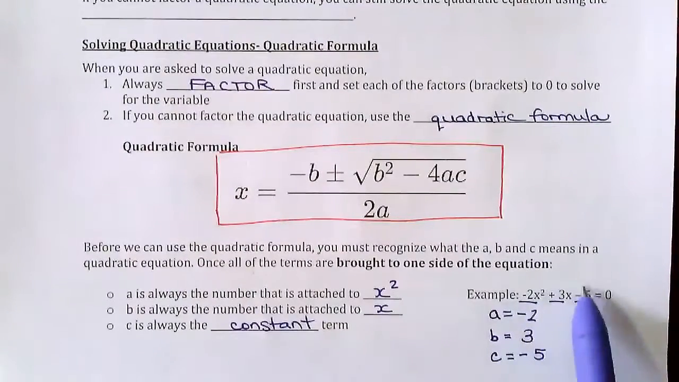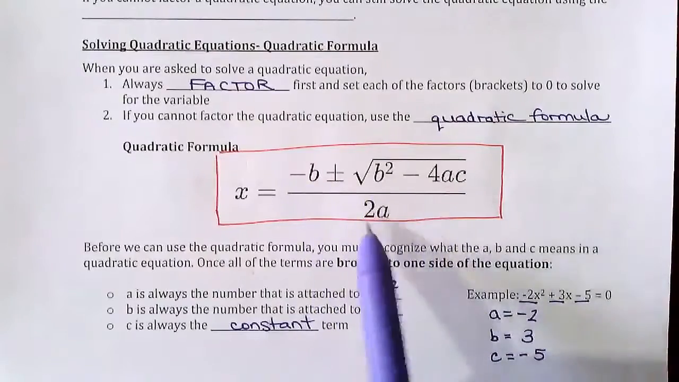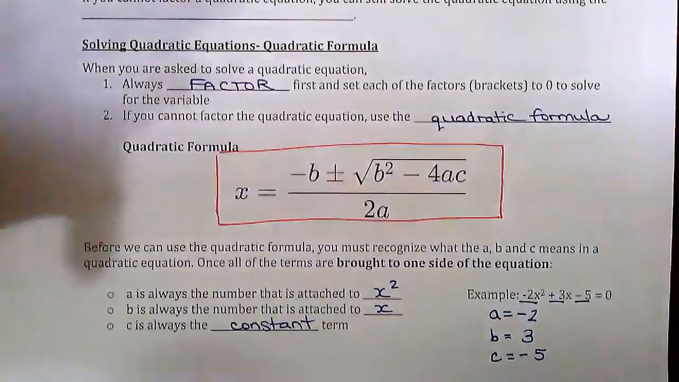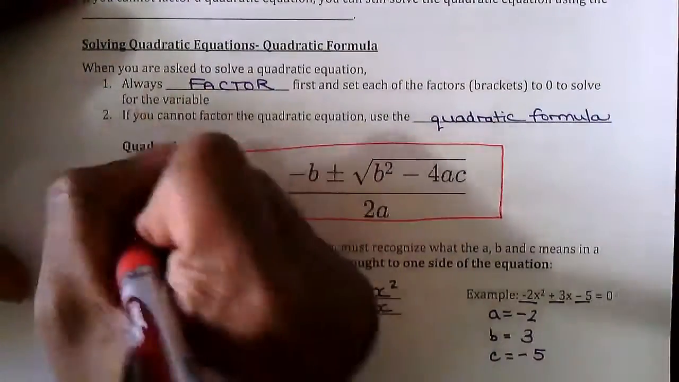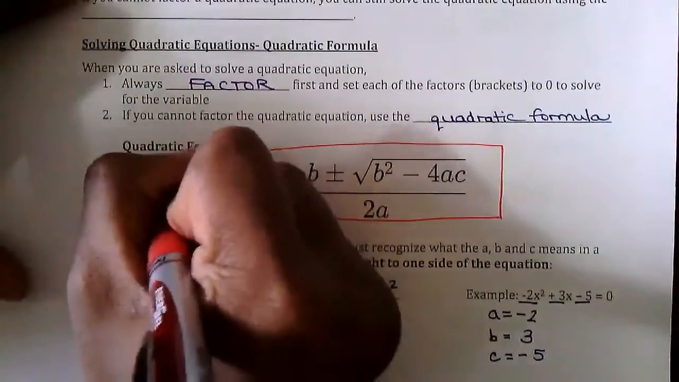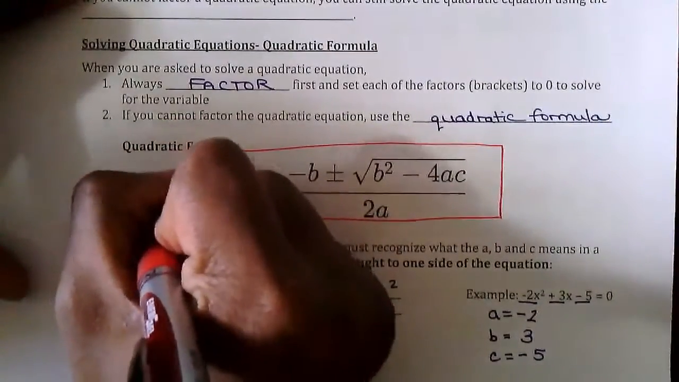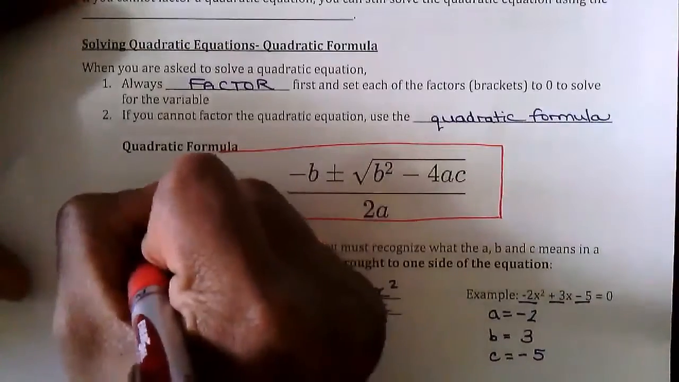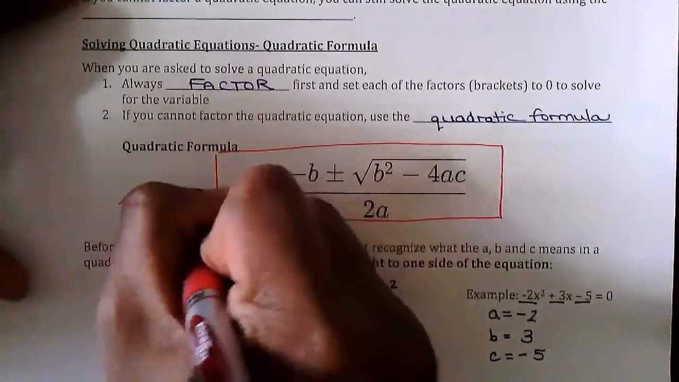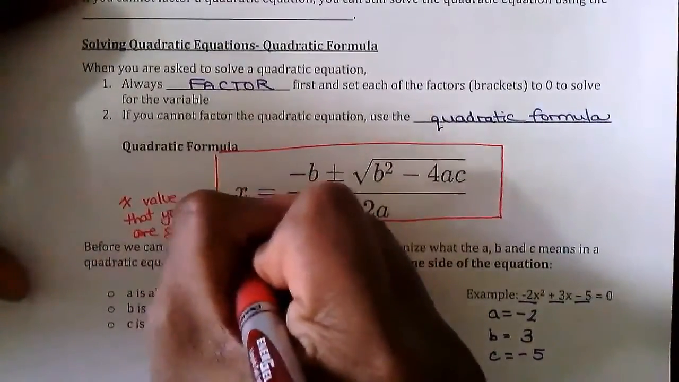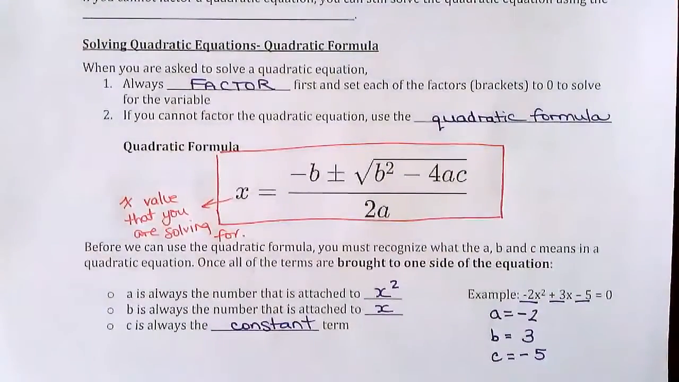So once you have an equation, you'll have the a, the b, and the c values. You will plug those into the correct spots. And this x ultimately represents the x value that you are solving for. So we'll see an example of how to do that.